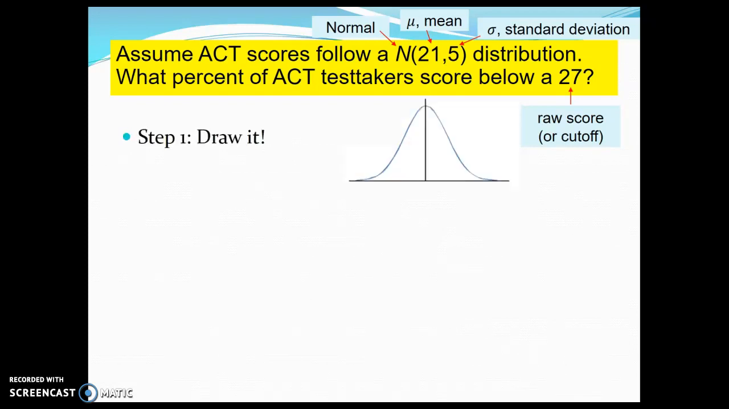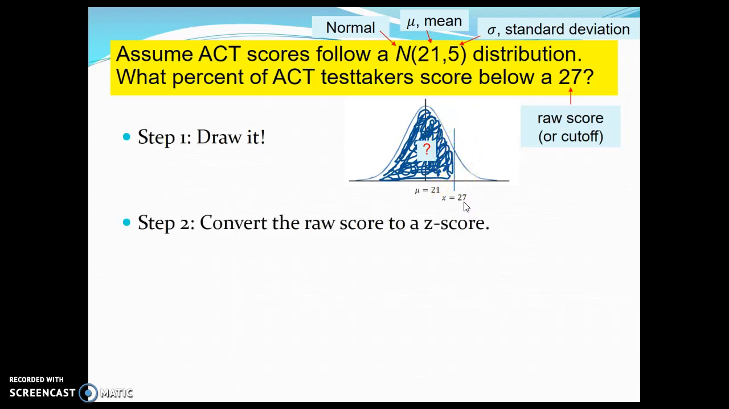So step one, let's draw it. So we have our normal distribution. Our particular mean is 21, so we'll put that right in the center. And we're looking at this raw score of 27, which you don't need to get exact, but do get it to the right of the 21 because it is higher than 21. And we want the portion below. We want to know what percent of this normal distribution is sitting below 27.